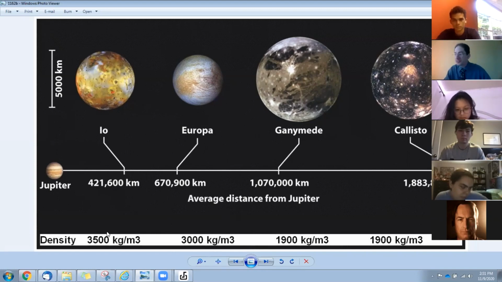The other big difference is the density has dropped. For Io and Europa, the density was in the 3000s. So that's kind of somewhere between the rocky metal interior and ices and water. And as we go out to Ganymede, Callisto, it's down below 2000. So this means we're going to have even more water, a larger amount of water built into it.